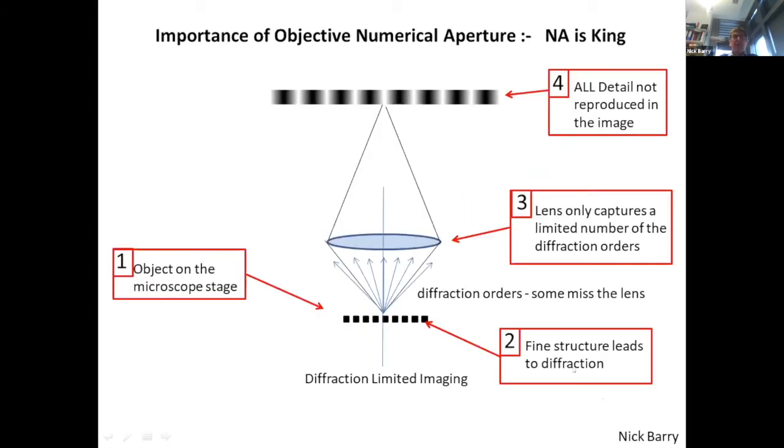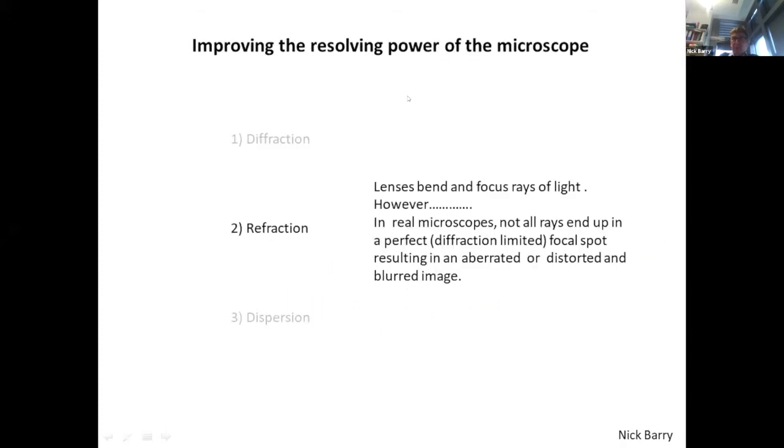So Abbe's reasoning goes something like this. You have this object on the microscope stage. It's got some fine structure, which leads to diffraction. The lens only captures a limited number of these diffraction orders. So basically, all the detail of the object is not reproduced. If you've only got one order, you'll get a sinusoidal pattern rather than a square wave pattern. And the more orders you get, the sharper these transitions from black to white become. So that's the basics of the thing you cannot escape from due to the wavelength of light and diffraction.